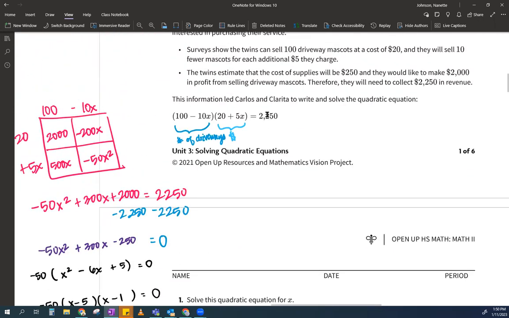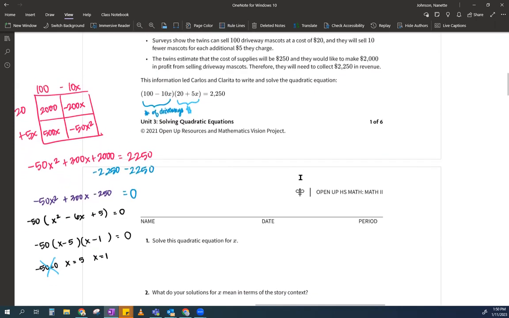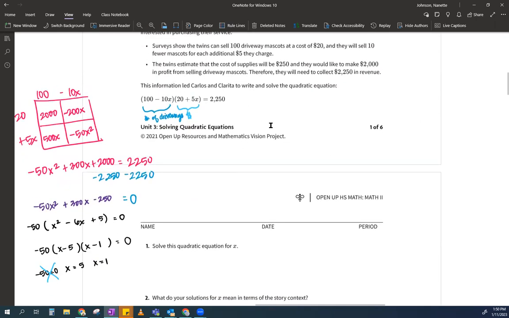So what does that mean, Miss Johnson? How are you going to change this? Well, instead of this equal sign, I'm going to change it. But what am I going to change it to? So it's still going to say 100 minus 10x times 20 plus 5x. And I want, so it's either going to be less than or greater than.